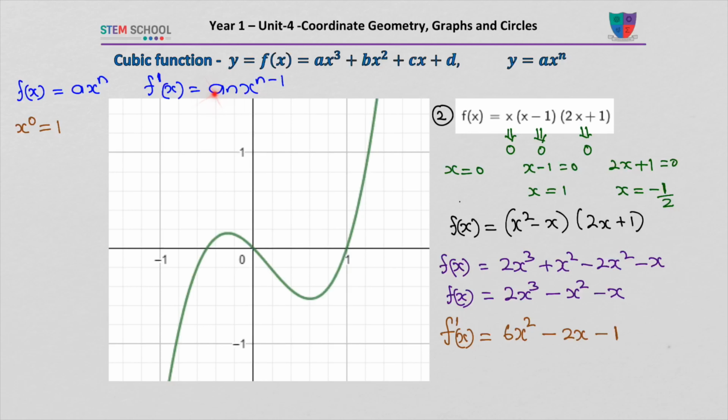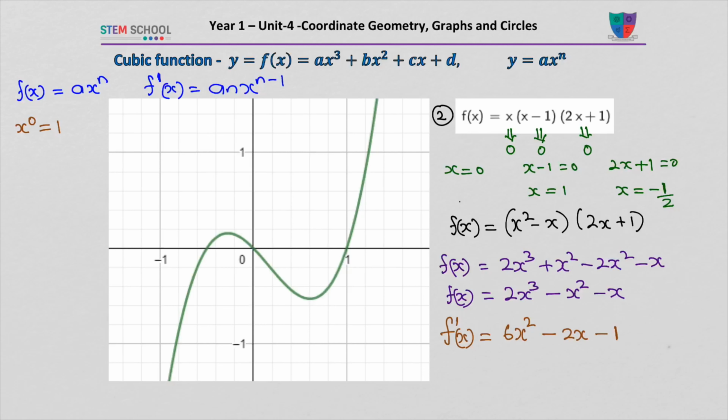3 times 2 is 6. Now for the second one, 2 times minus 1 is minus 2. That's it, minus 2. And then 2 minus 1 is 1. So that's 2 to the power of 1.